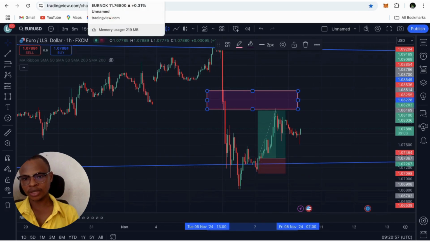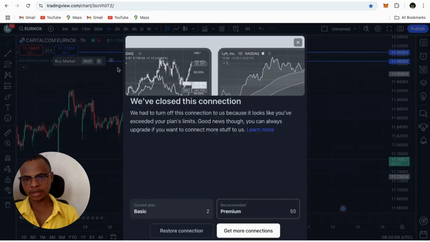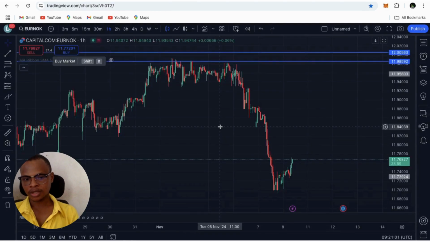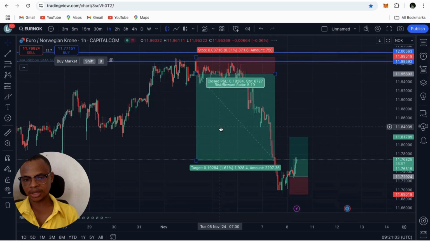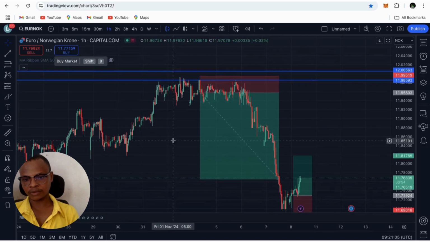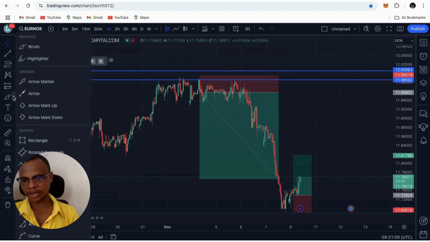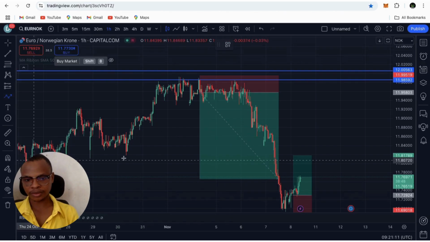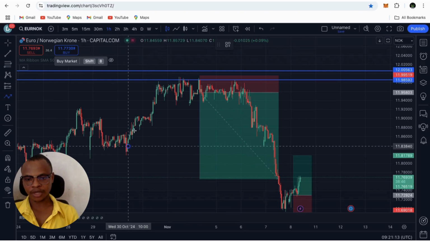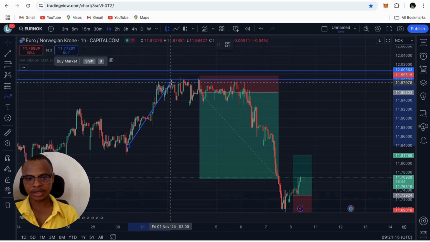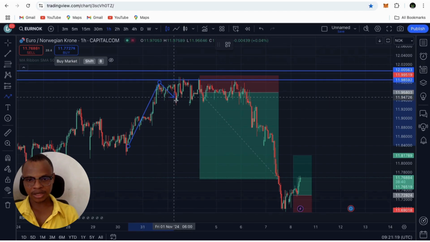Then the next one I took is Euro Yen. I used some strategy again on it and it was a wonderful trade. This is the reason why I took this trade. The market was coming from here. It made the first high here. You can see this is the neckline here. It came back again to make the second high, exactly what I told you guys.